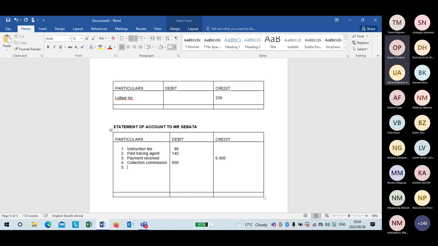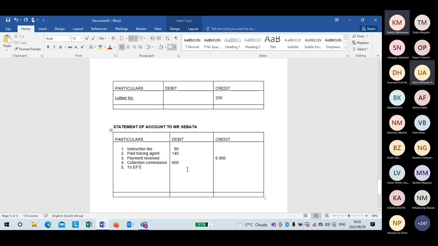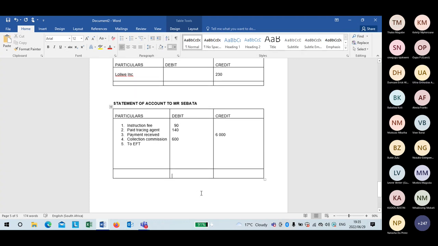Next, allowance. We're excluding the EFT. Then you'll have a new EFT, not so? Yes, our own EFT. Right. Now let's determine our balances. What will our balancing figures be this time? Which of the two sides has the highest value? 6,000, the credit side. So you'll have 6,000 on the debit side and 6,000 on the credit side.